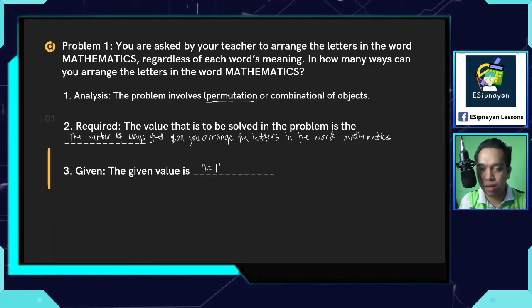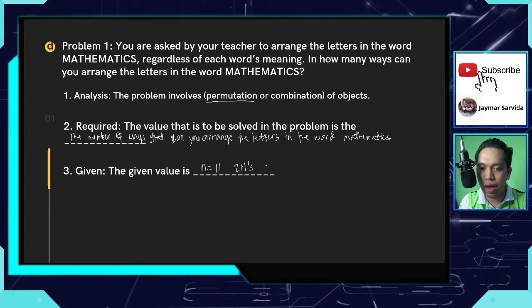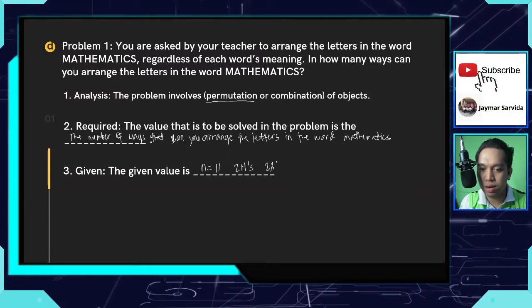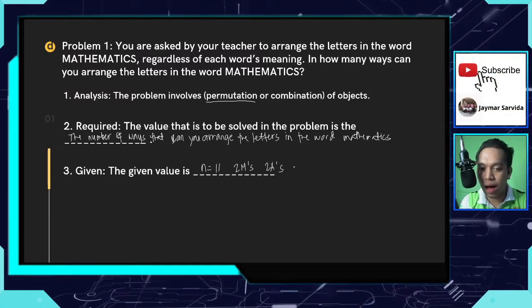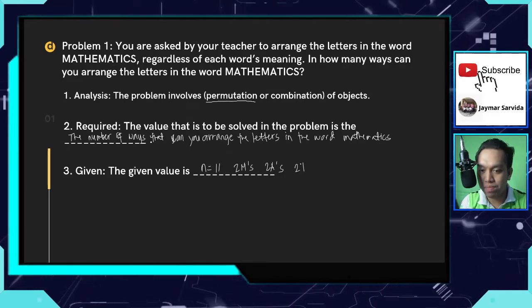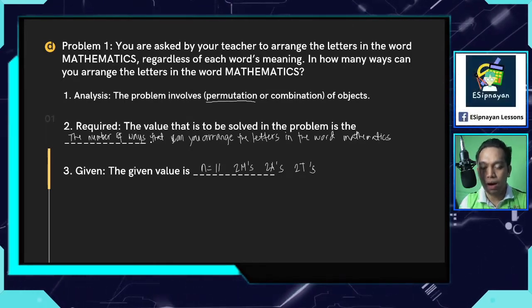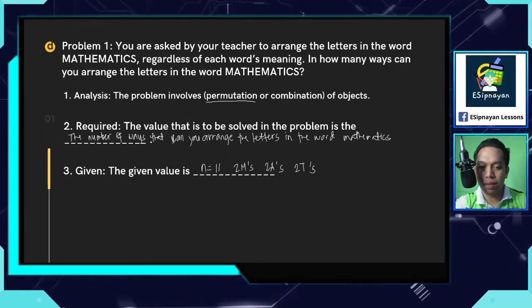First, itong letter M natin. We have 2 M's. And next is yung A. So we have 2 A's. Kung mapapansin ninyo, dalawa yung A at dalawa din yung ating T. So 2 T's. So ito yung ating mga given.